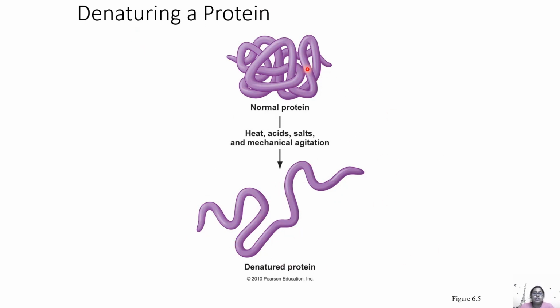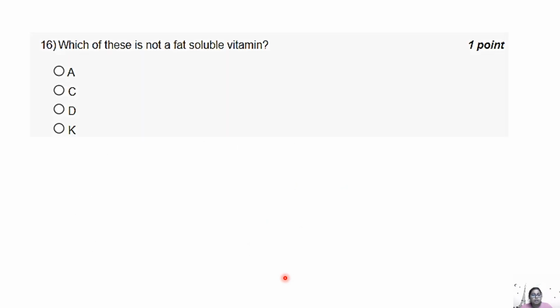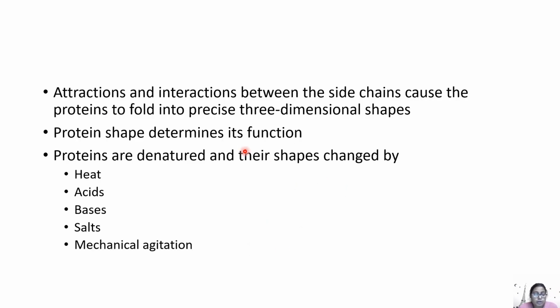Without the proper folding, the structural function or the enzymatic function of the protein, the active sites which were supposed to be there because of the folding of the structure, will not be present properly, and your denatured protein will be non-functional. So that is what we have talked about in this.